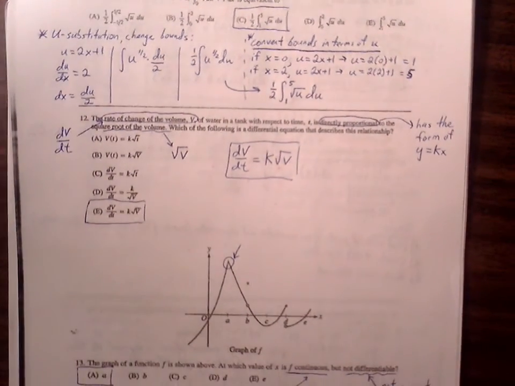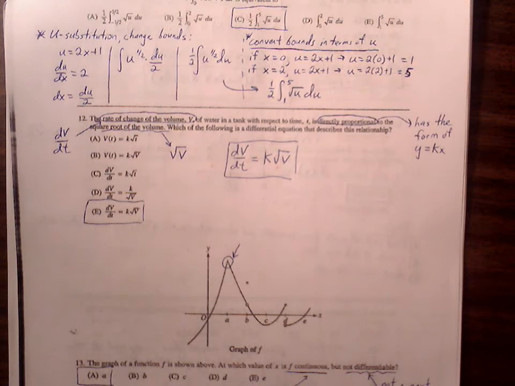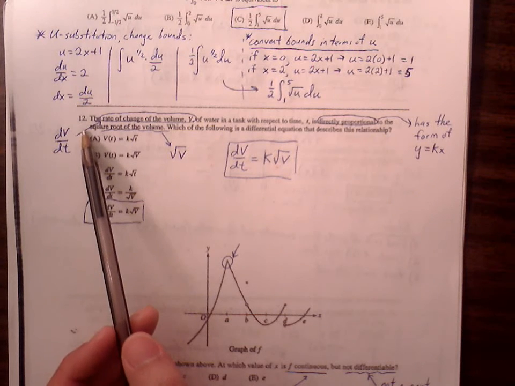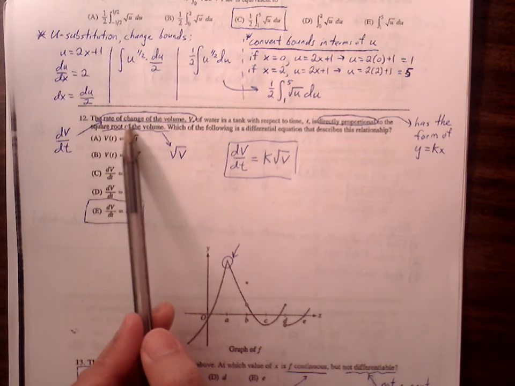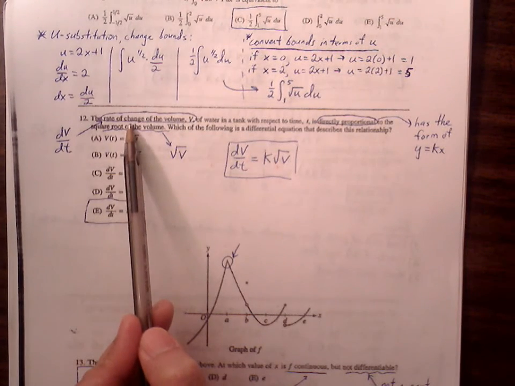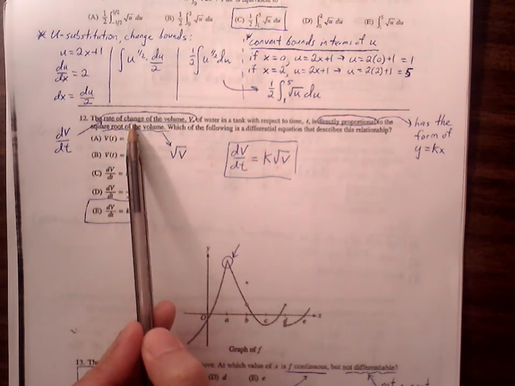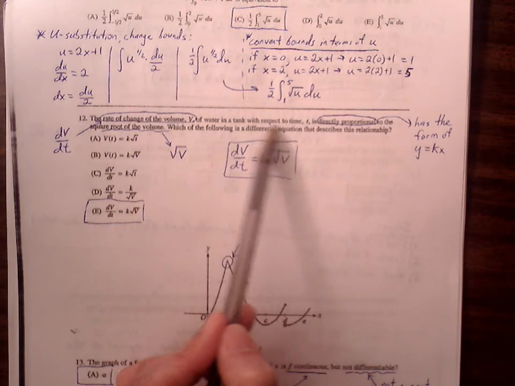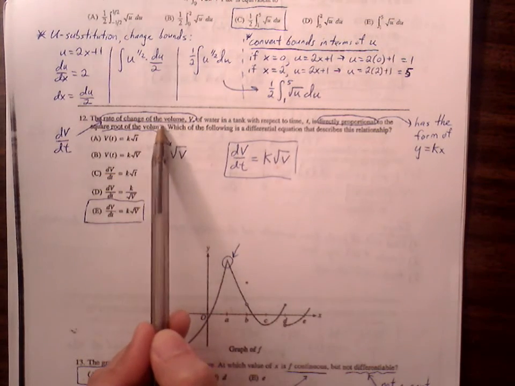All right, for number 12, we have to convert these statements into an equation. So let's read this word by word here. The rate of change of the volume V, rate of change, so that has to be a derivative. So we say dV/dt because this is with respect to time.